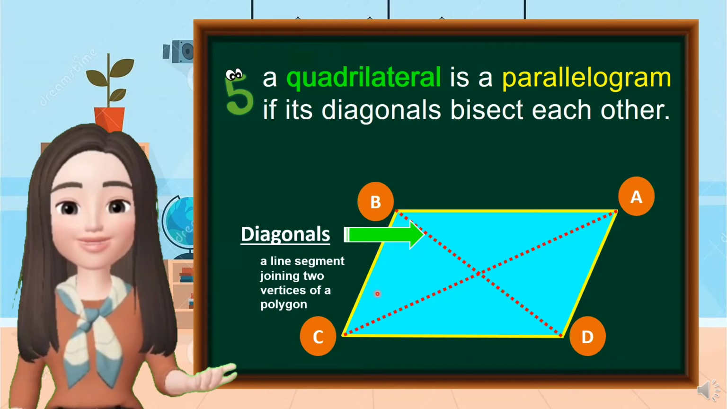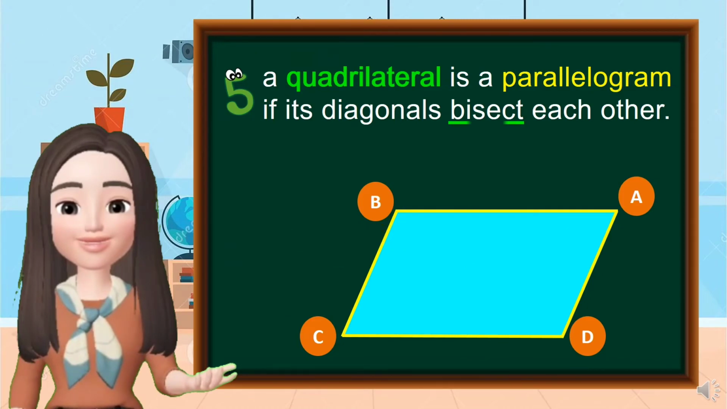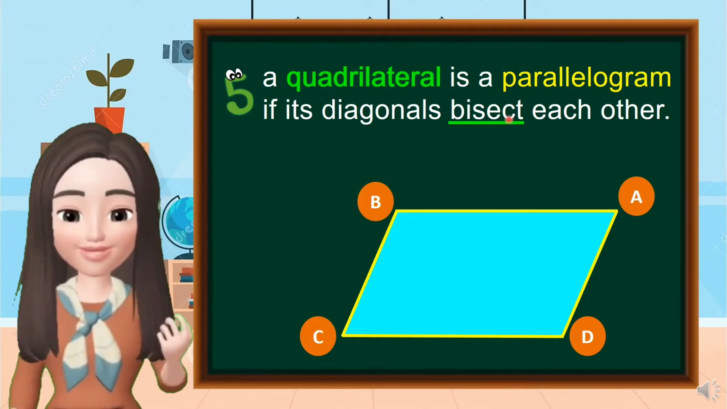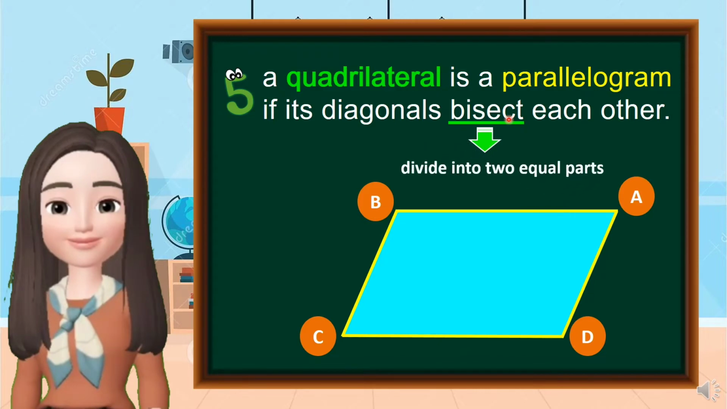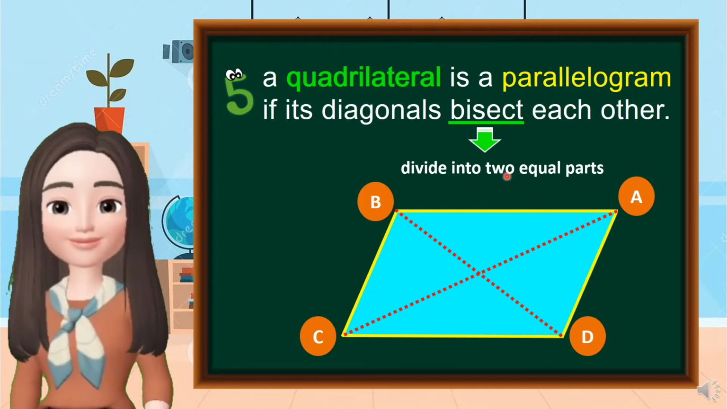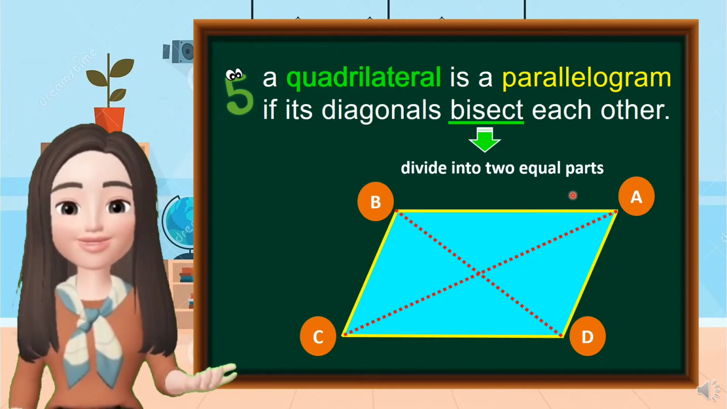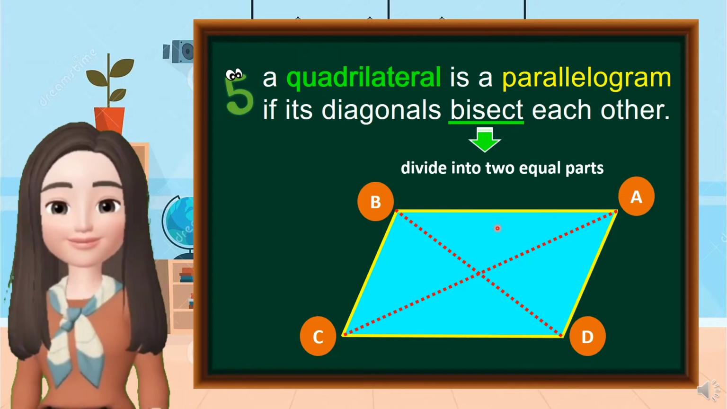Alright? So, how about when we bisect? Okay, ano naman yung ibig sabihin natin ng bisect? Okay, when we say bisect, it means that it divides into two equal parts. Hahatiin natin sa dalawang magkaparehas na part or parehas lamang ang sukat. So here, when the two diagonals intersect at each other, okay? Pag sinabing nag-intersect, nagkasalubong. Nung ang dalawang diagonals natin ay nagkasalubong, it divide each other into two equal parts. Ibig sabihin, ganito po yan.